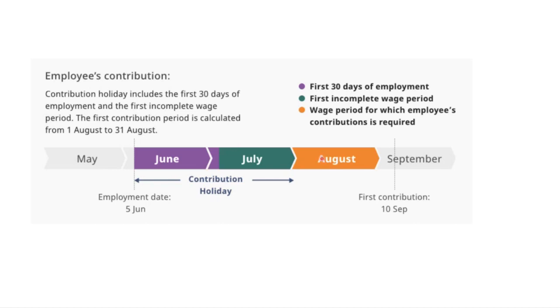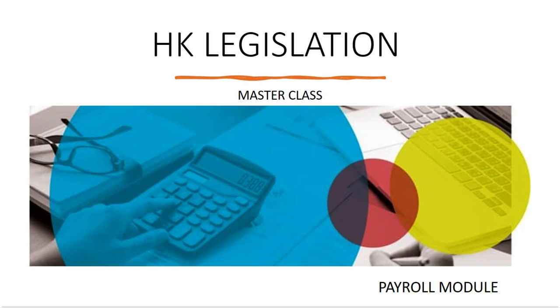This is the wage period highlighted in orange for which the employee's contribution is required. I think previously we were not showing in our system the contribution made by employees in the months of June and July, but now, just for record purposes, we show them, but they are not contributing. They only contribute for the month of August. So that's how the MPF part is. I think I'm done with all the regulations so far, so I'll hand over to Sway if there is no question.